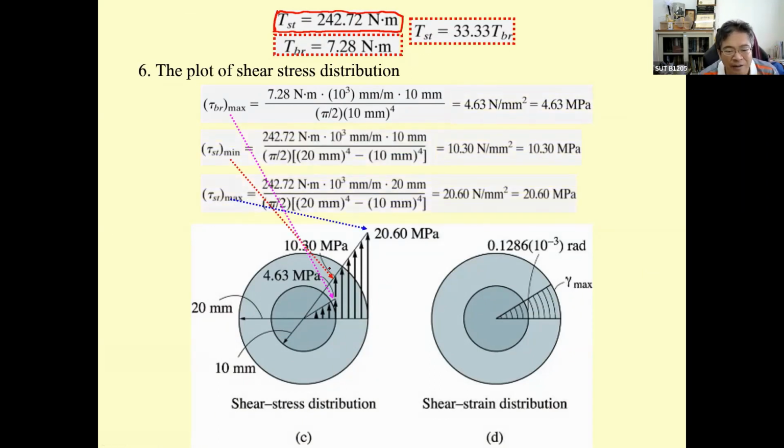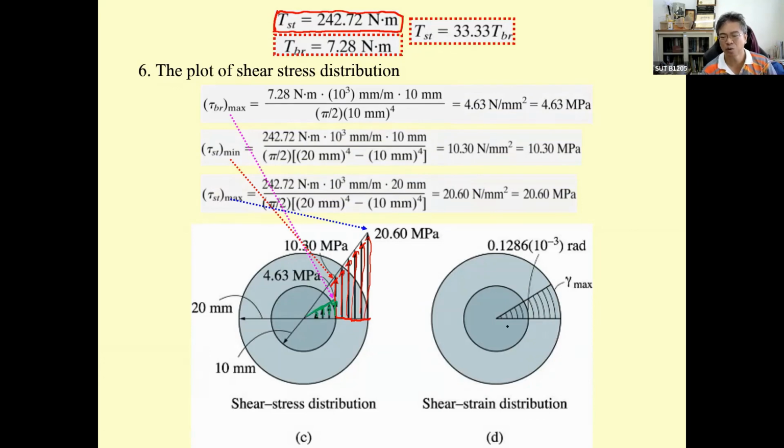And again, you can see most of the stress occurs in the steel. You can compare this with the area of the brass, which is quite small. Okay, and that's what we explained about this.